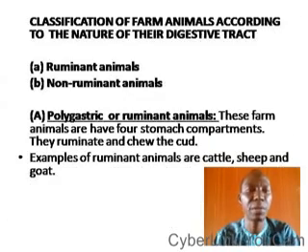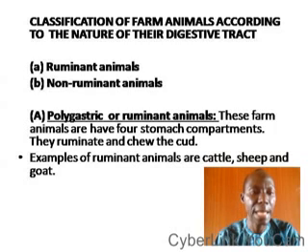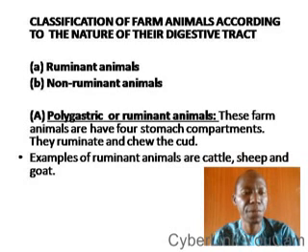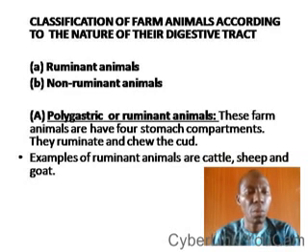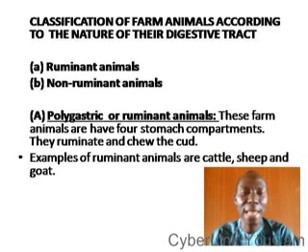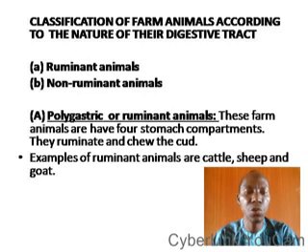Classification of farm animals according to the nature of their digestive tract. We have ruminant animals and non-ruminant animals. Polygastric or ruminant animals. These farm animals have 4 stomach compartments. They ruminate and they chew the cud. Examples of ruminant animals are cattle, sheep, and goats.